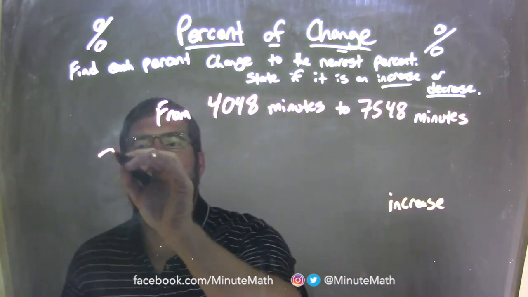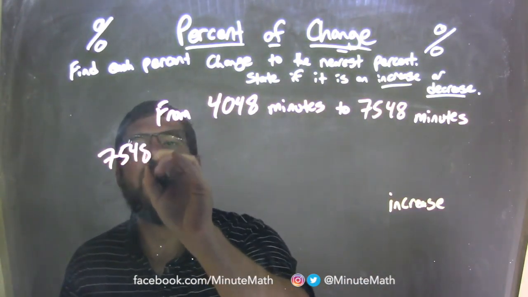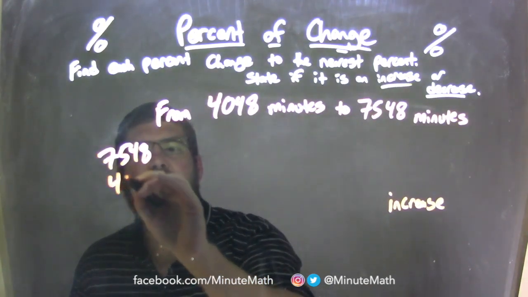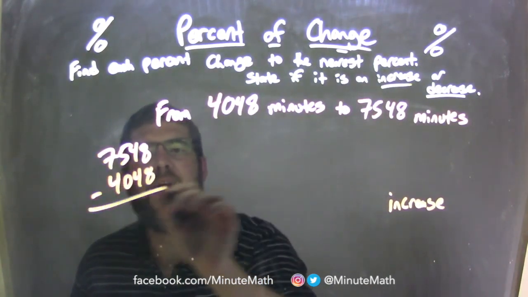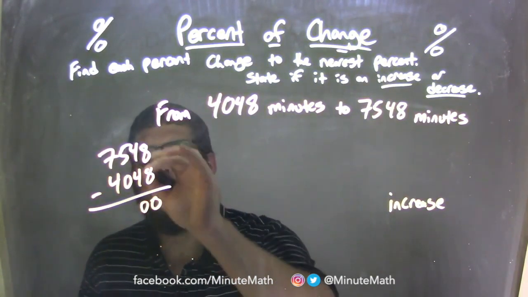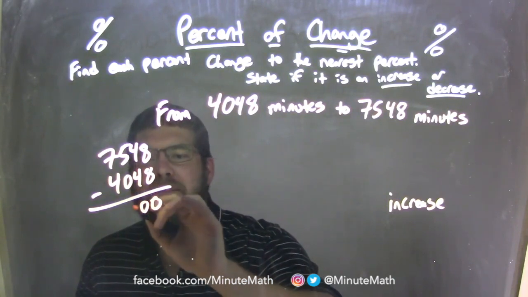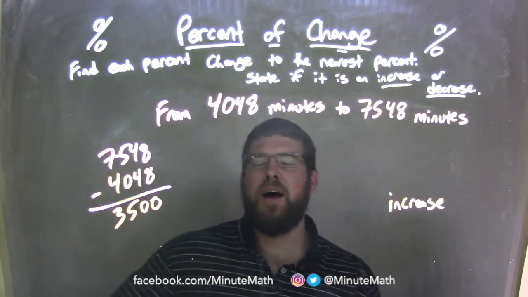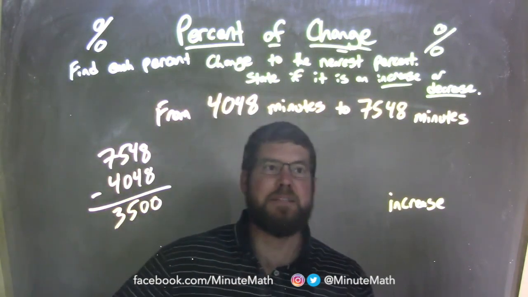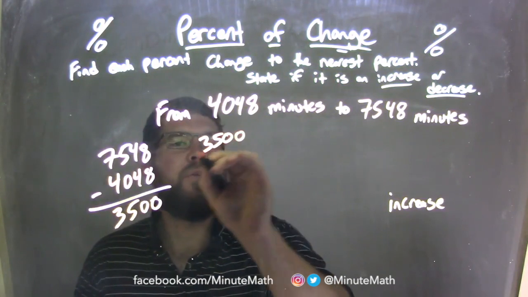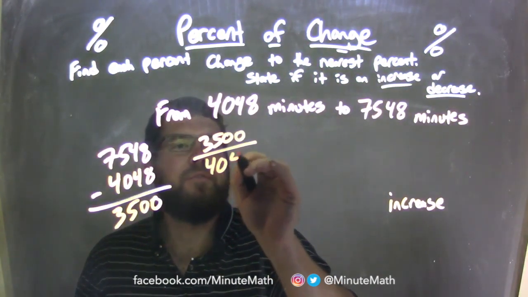I take the larger one, 7,548. The process is still the same, even though it's a larger number. Minus 4048. Subtract the two. 8 minus 8, this is easy. 0. 4 minus 4, 0. 5 minus 0 is a 5, and 7 minus 4 is a 3. So it's a pretty easy 3,500 difference here. So we take that 3,500 and we divide it by 4048.